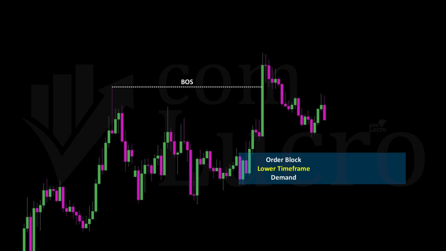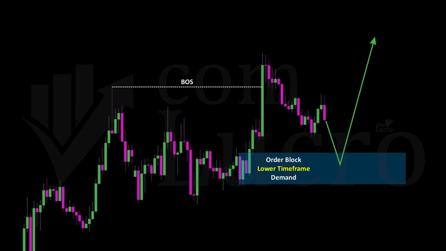At this level, liquidity becomes clear. We can see inducement forming, with resting liquidity that is likely to be swept before the real move begins. The expectation is simple. Price sweeps liquidity, taps the demand zone, and then pushes upward.